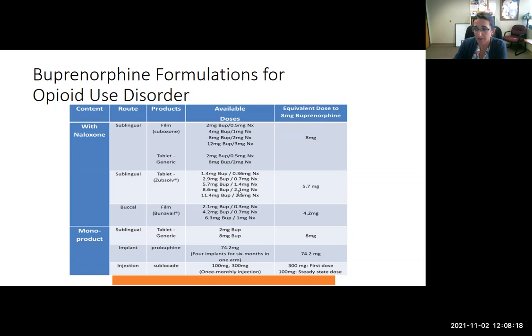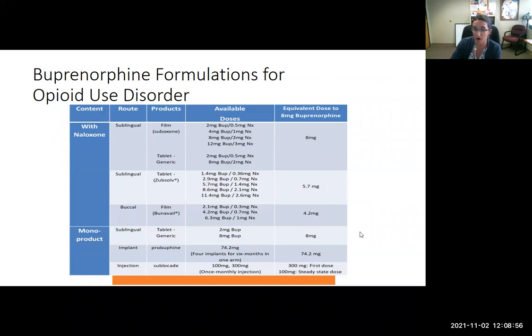And then the tablet that's called Zubsolv is covered by some insurances. It's good to be familiar with it, and to realize that the equivalent dose of Zubsolv tablet, the buprenorphine 5.7 mg, is equivalent to the 8 mg in the Suboxone. Sometimes it may be easy to see the 8.6 and think that's the equivalent, but it's the 5.7. There's also the buccal Bunavail form, which I have not seen used here, but I know that many people will prescribe that.